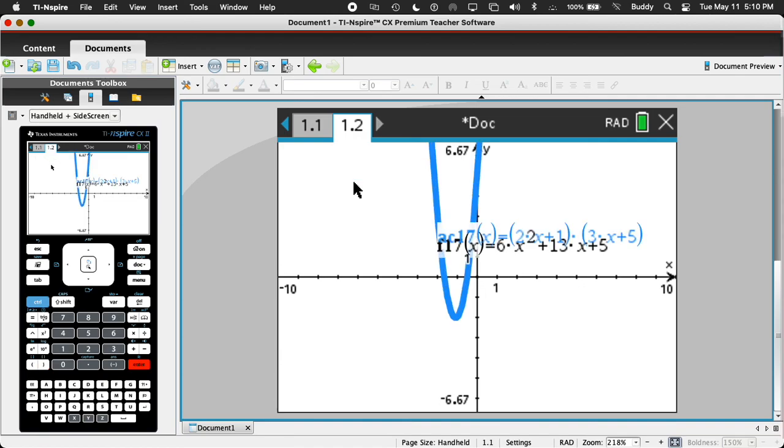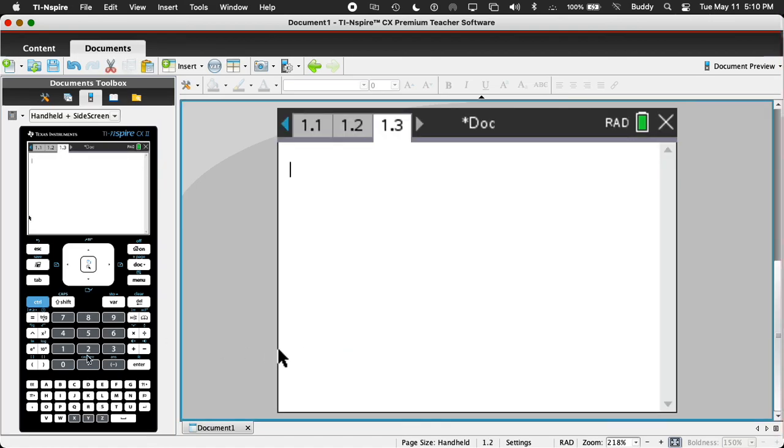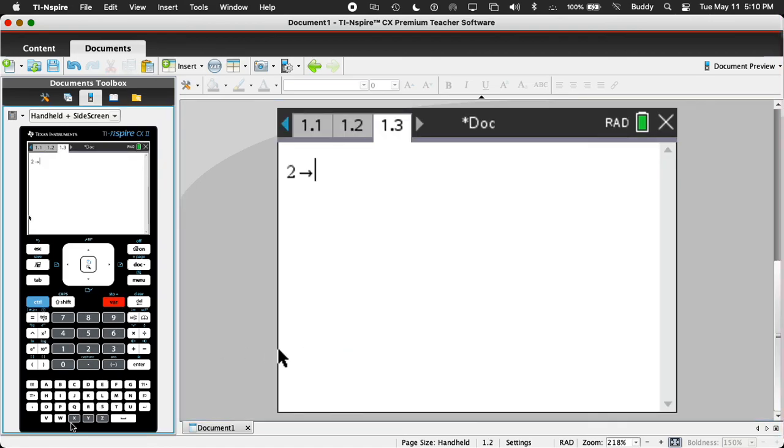They lay exactly on top of each other. That means they're exactly the same. My other way is to use the test feature. I will store a value of 2 for x. Now I can go ahead and type in my original equation and ask my calculator if it is equal to the factors that I found.